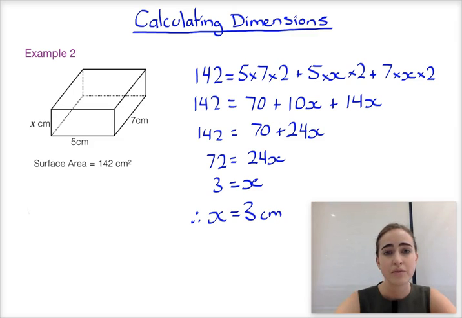So that's just a few examples of when we're given the volume or the surface area, how we can work backwards to calculate the dimensions of our solid.